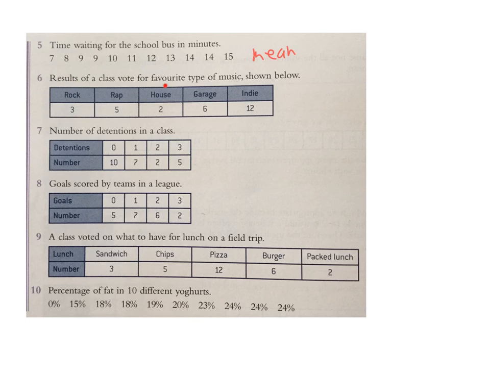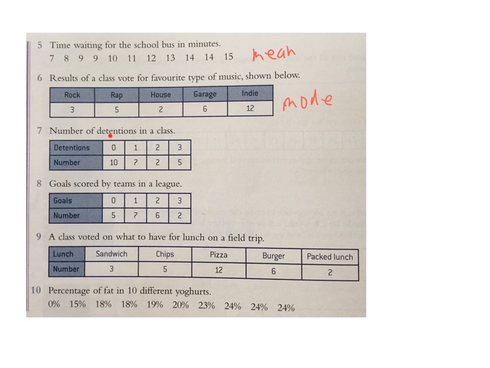The results of a class vote for the favourite type of music are shown below. Well, a bit like number 4, it's a vote. We're looking for the most popular, so we've got indie. You can't get an average of indie and garage. You don't know what that would sound like, so you've just got to go with one of them. So you go with the mode.